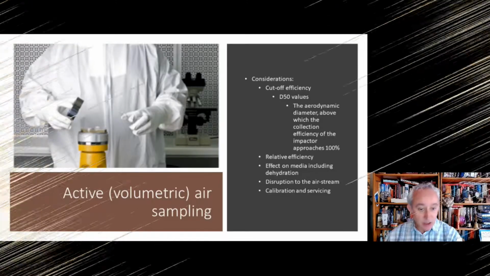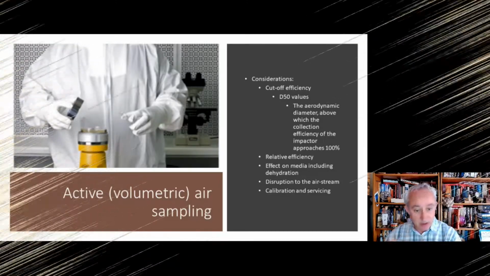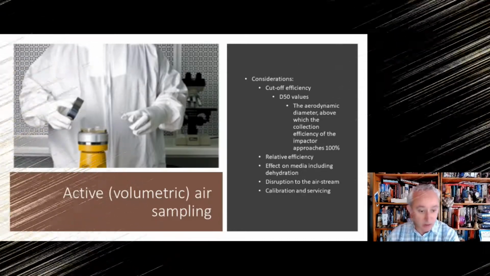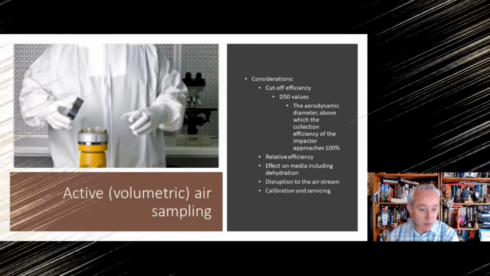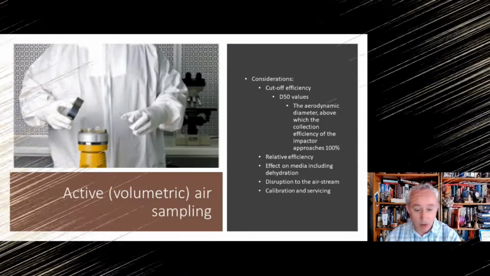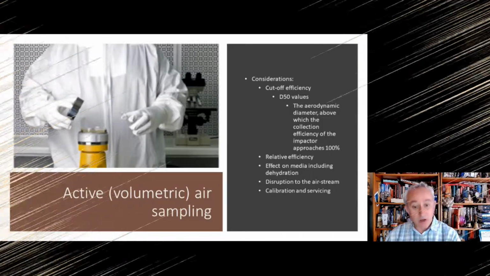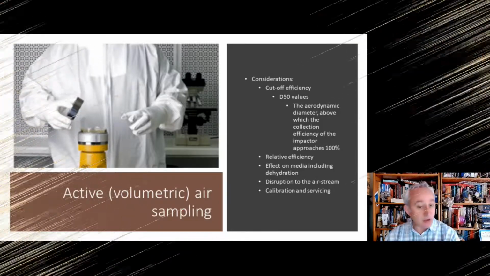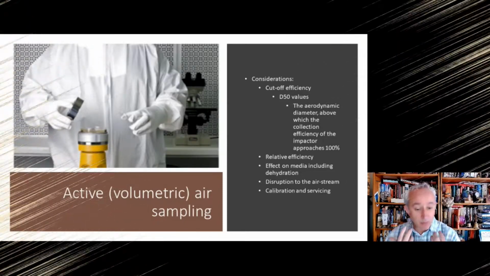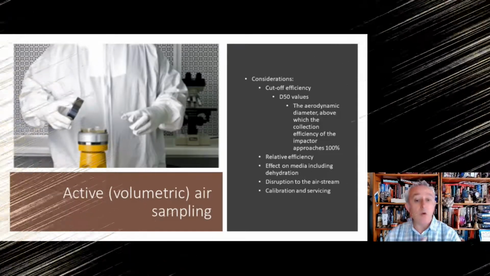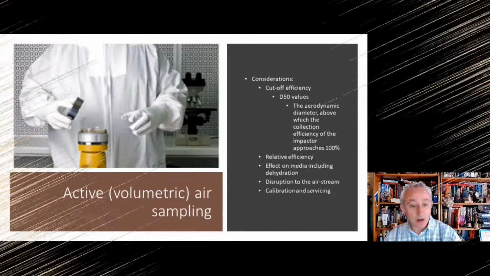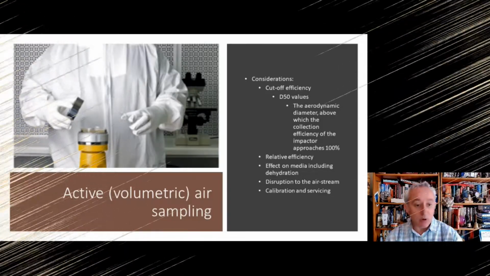The smaller this size is, the better the efficiency of the sampler, because if it's only going to lose 50% of the smaller particles, then it will collect a higher number of the larger particles, and most of these will be microorganisms. We also have to note the biological collection efficiency, which is something the manufacturer would do in a bioaerosol chamber, the effect upon media including dehydration, whether the air sampler itself disrupts the airstream, and also how we are going to calibrate the sampler.